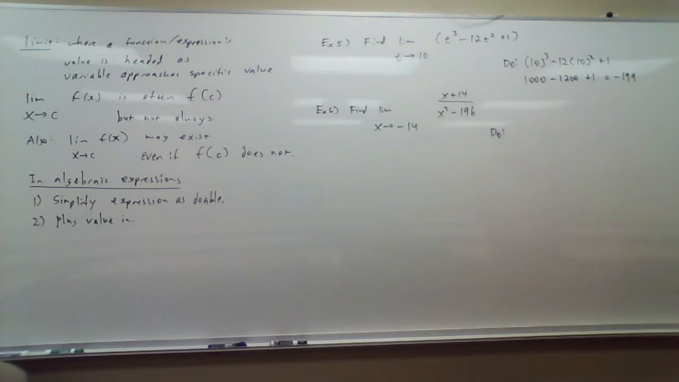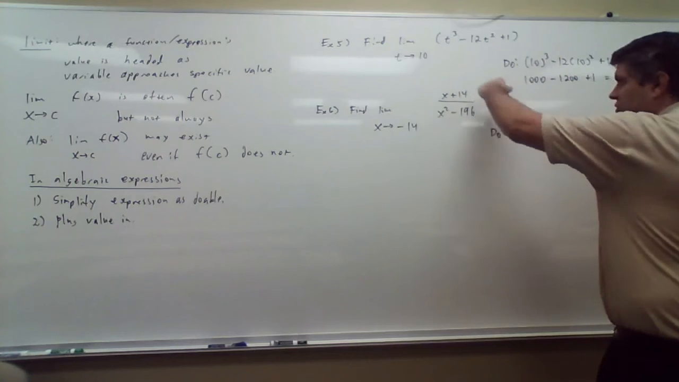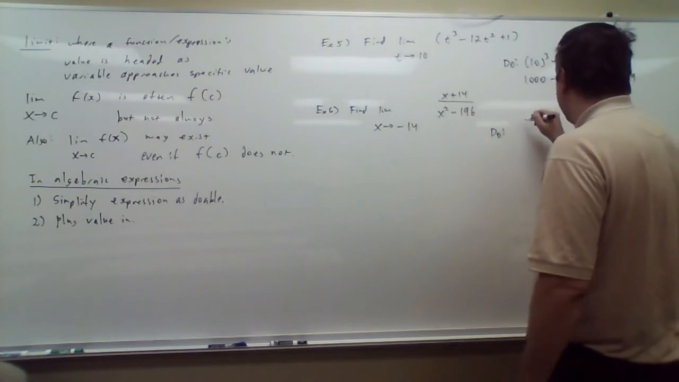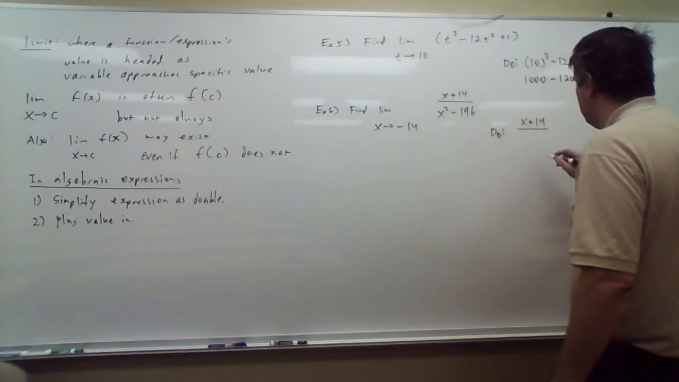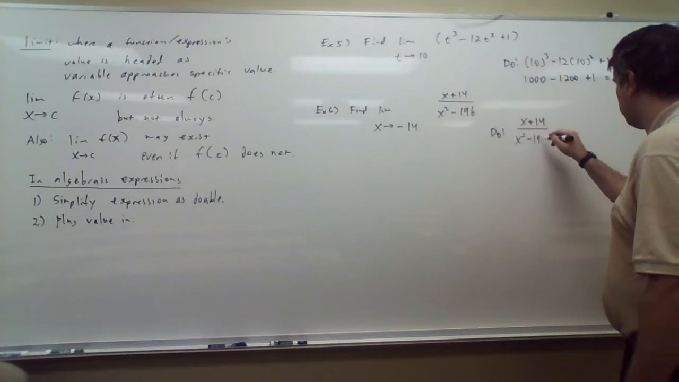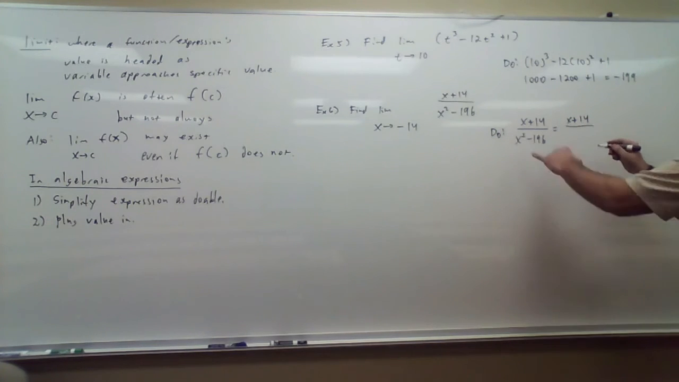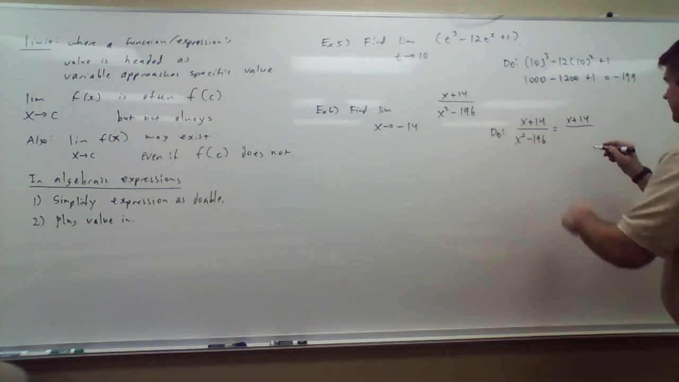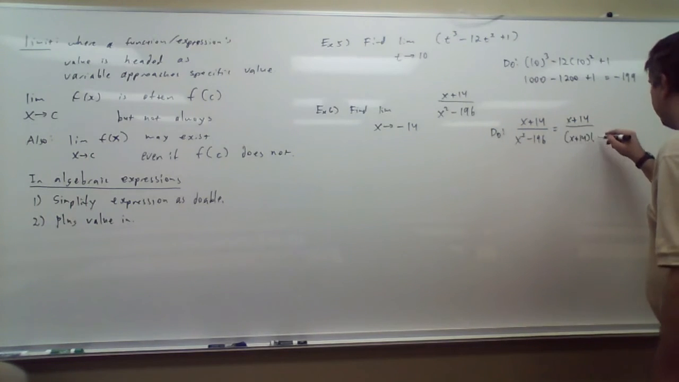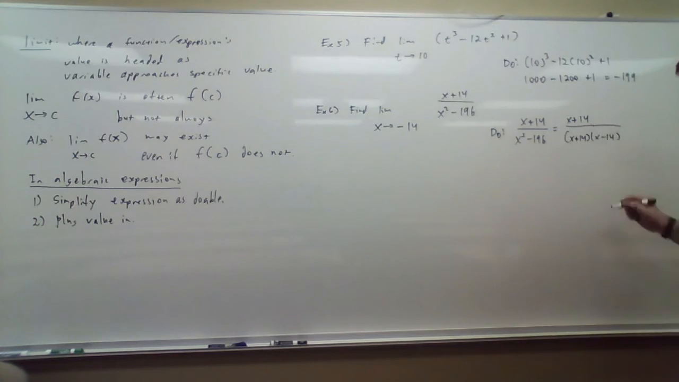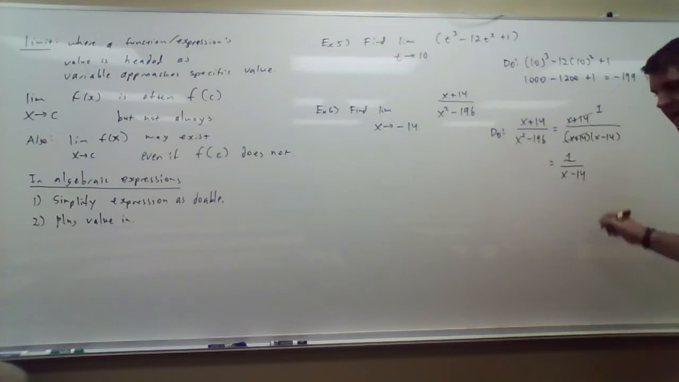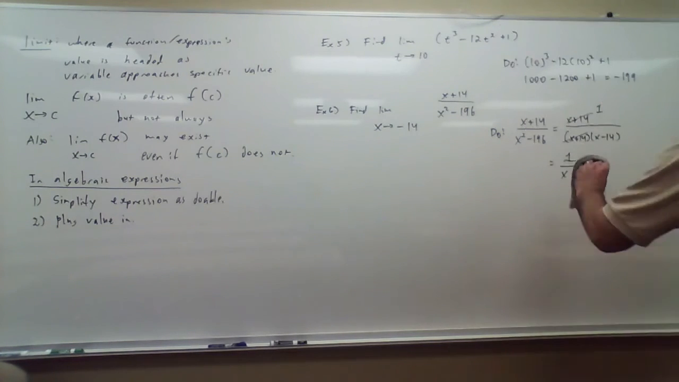All right. This problem, well, first we need to simplify the expression. That can be written as x plus 14. This is a difference of squares. The square root of x squared is x, square root of 196 is 14. So x plus 14, x minus 14. And these x plus 14s cancel, leaving me 1 up here. So I have 1 over x minus 14. I'm going to rewrite that 1 so it's a little neater.